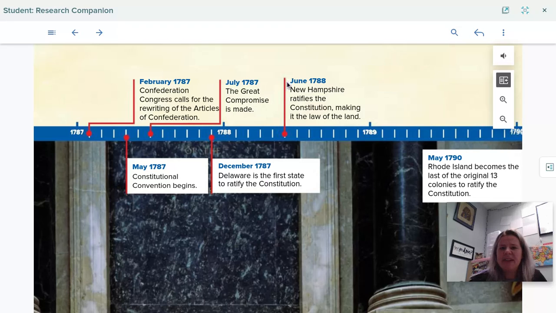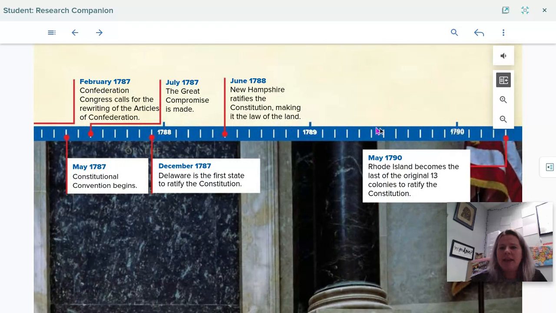June of 1788, New Hampshire ratifies the Constitution, making it the law of the land. And then in May of 1790, Rhode Island becomes the last of the original 13 colonies to ratify the Constitution. So the first one was ratified in December of 1787, and the last state to ratify was in May of 1790.